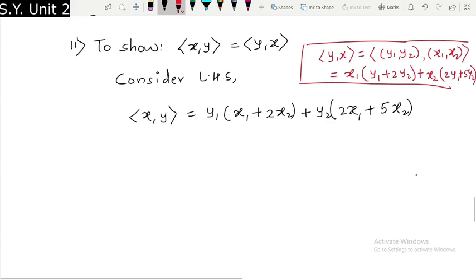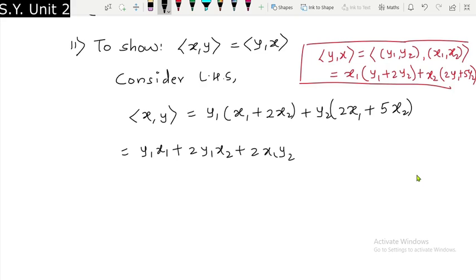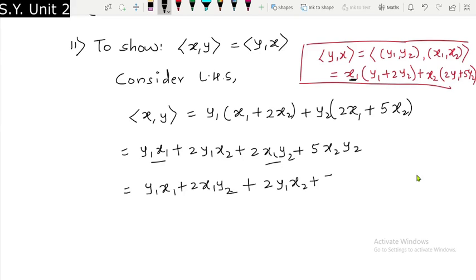So this is simply the adjustment. This is equal to, if you put y1 inside, y1 x1 plus twice y1 x2, plus twice x1 y2, and plus 5 times x2 y2. Now combine the terms of x1 together, since I have to take x1 common. So this is equal to y1 x1 plus twice x1 y2, plus, combining the terms of x2 together, twice y1 x2 plus 5 times x2 y2.